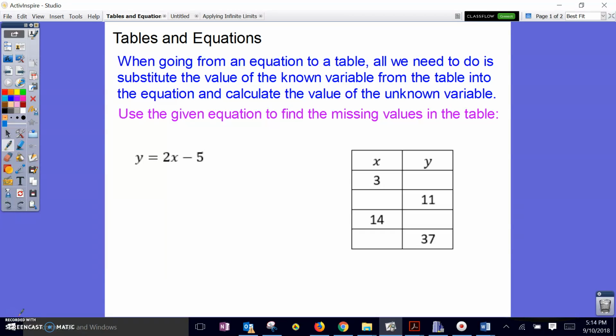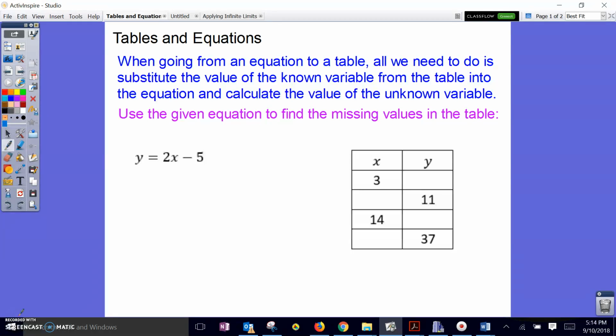Alright, in this video we're going to look at the last of the three possibilities. We're going to look at what happens when we convert back and forth between tables and equations. So let's start. We're going to go from an equation to a table. It says here, when we go from an equation to a table, all we need to do is substitute the value of the known variable, which sometimes might be x, sometimes might be y, from the table into the equation, and then calculate the value of the unknown variable.